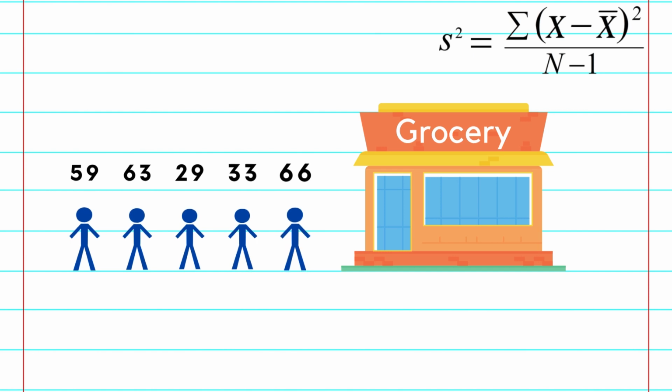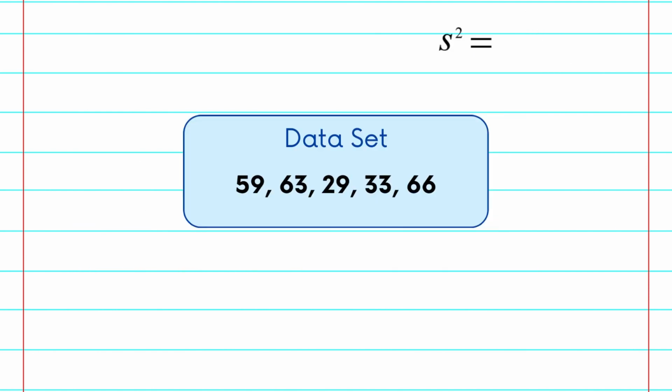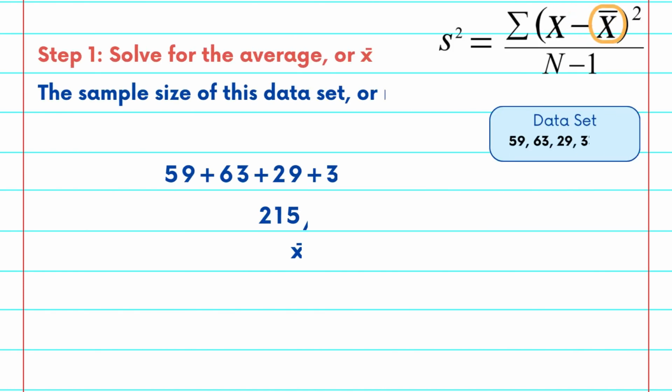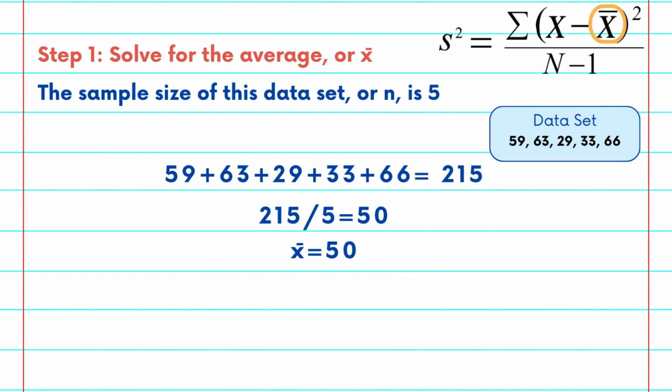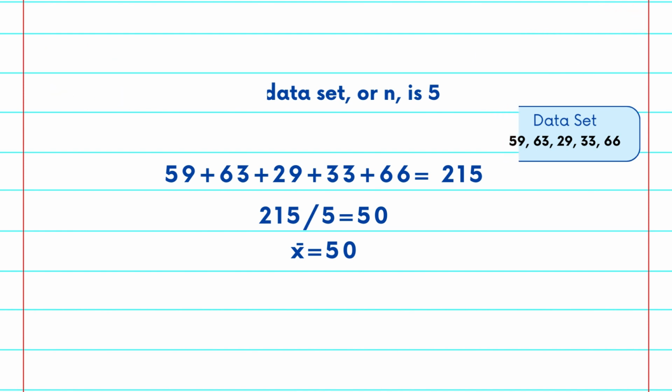Let's pretend we're looking at the ages of the first 5 people to enter a grocery store. Here we can see that our data set includes the numbers 59, 63, 29, 33, and 66. The next step will be to solve for the mean or the average. To do this, we will add all of the numbers together and divide by n, or our sample size. We can see here that the mean, also represented as x bar, is 50.